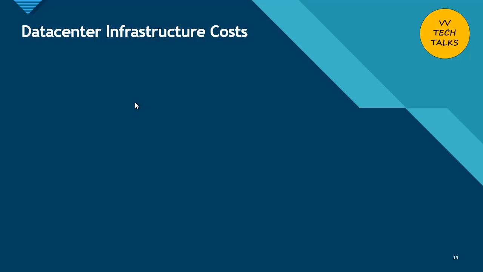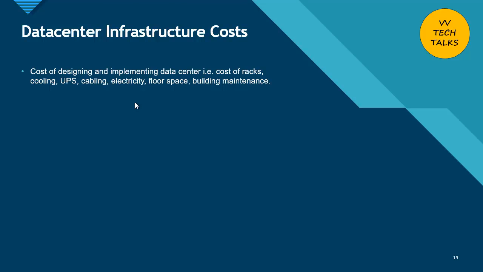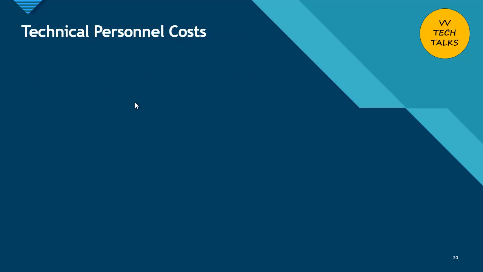And we also have to provide for data center and infrastructure cost. We are having our own data center, so this includes cost for designing and implementing the data center, which includes cost of racks, cooling equipment, air conditioning, uninterrupted power supply, cabling, electricity, floor space, building maintenance. These are all examples of data center infrastructure costs. And there is also cost involving having technical personnel to maintain the data centers and the equipment.